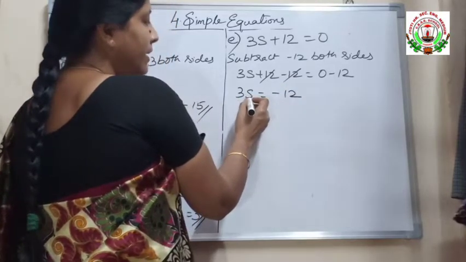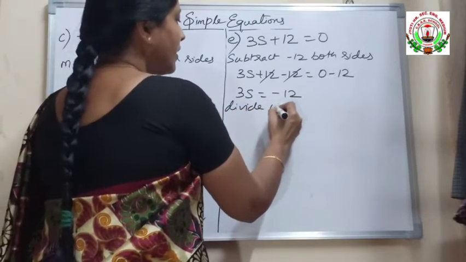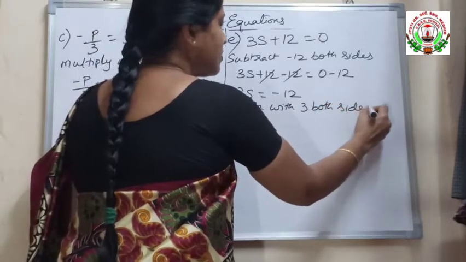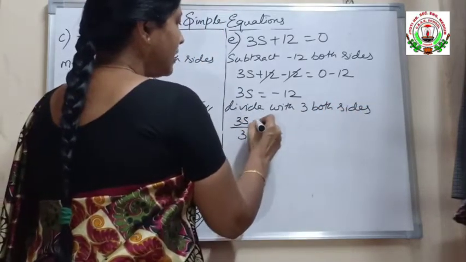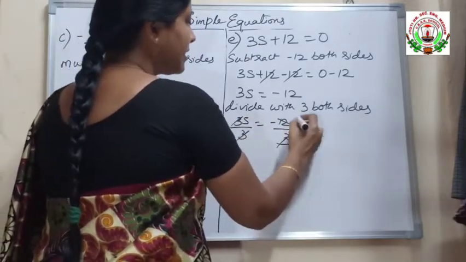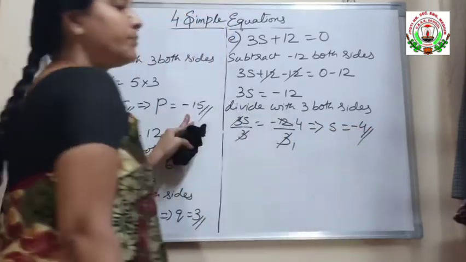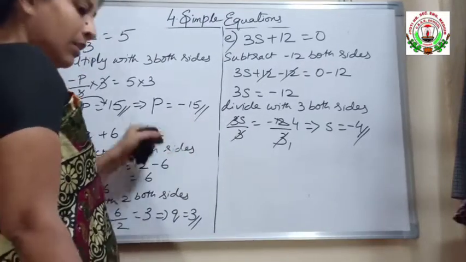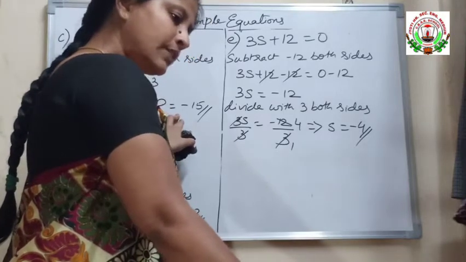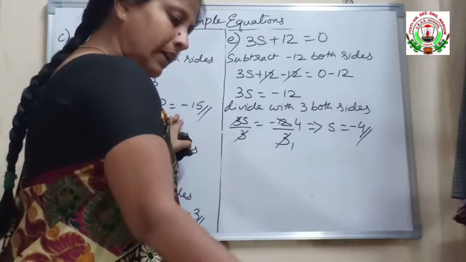So we have to divide. Multiplication is given, so we have to divide. So divide by 3 both sides. So this will be 3s by 3 is equal to minus 12 by 3. 3 and 3 got cancelled. 3 ones are 3, 3 fours are 12. So s is equal to minus 4 is your answer. In the same way, I have left only 2 to 3 questions for you to solve. I hope you can complete your questions.